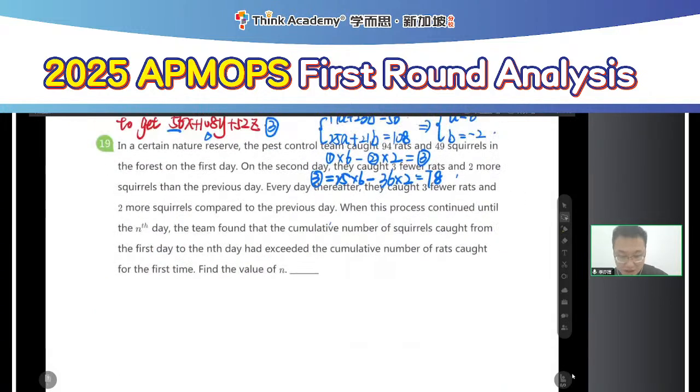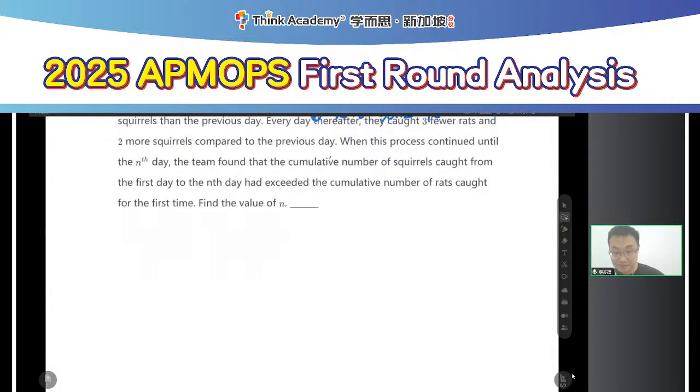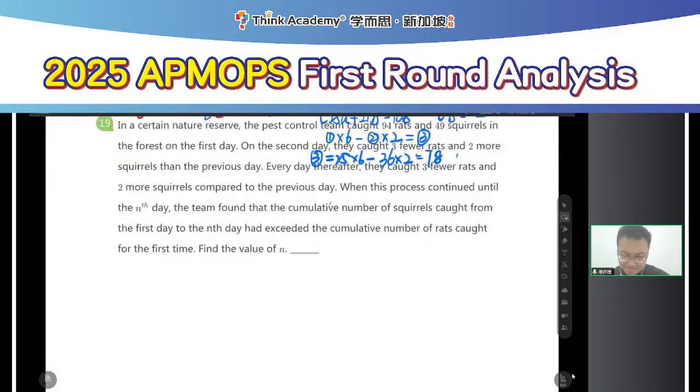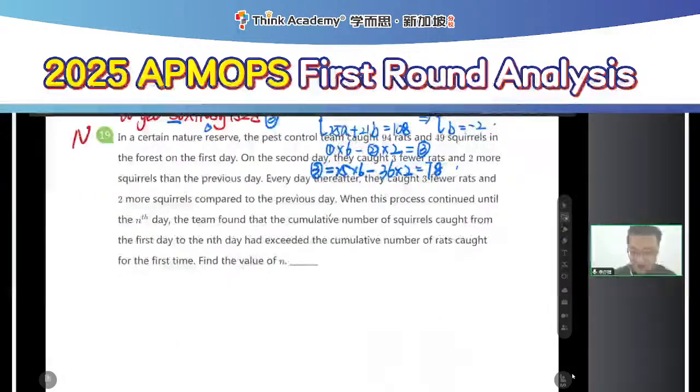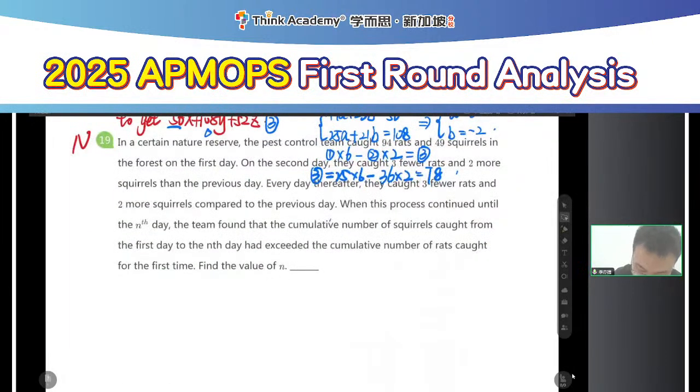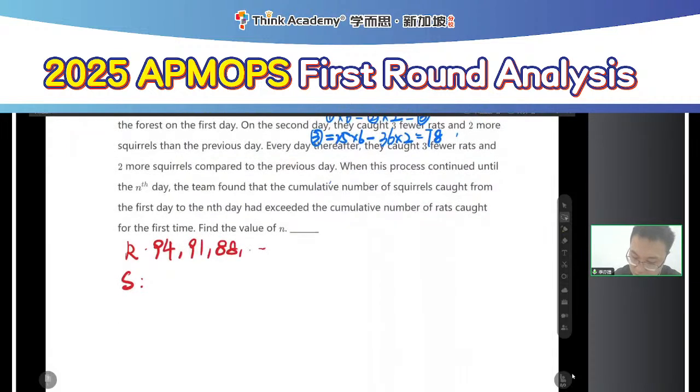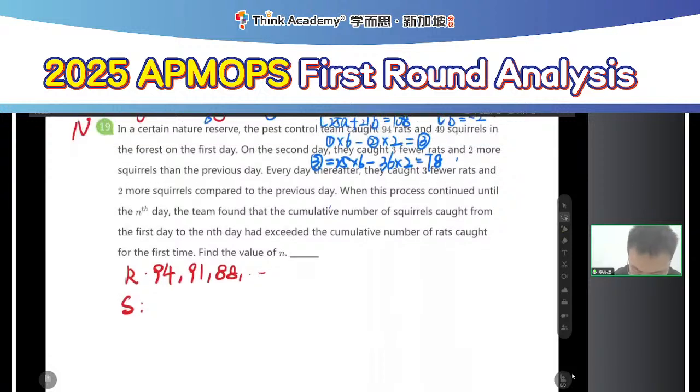So then question 19. 19 is easy, but it's not that easy a question. I think it's a normal question. So now we have the rats and the squirrels. The rats is 94 and decreased by 3, 91, 88. And the squirrel would then be 49, and then 51, and then 53. Right? So if you calculate the sum of the rats and squirrels one by one, when will the squirrel sum overtake the rat sum?